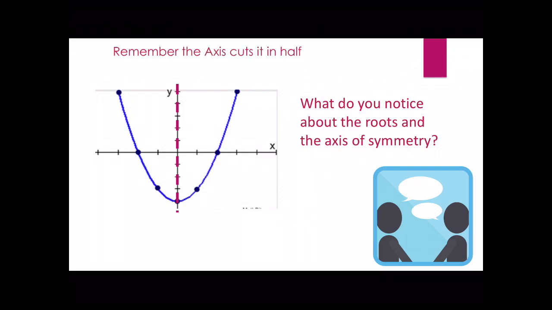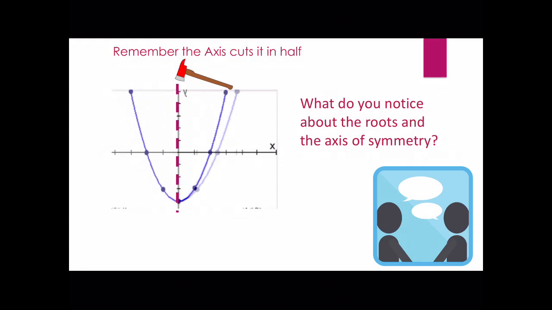So now what do you notice about the roots and the axis of symmetry? Remember, the axis cuts it in half. If we fold it in half, it's the same. It's the same, folded in half. Okay?